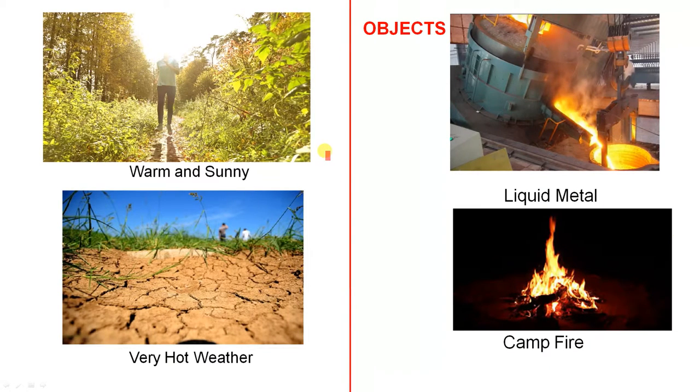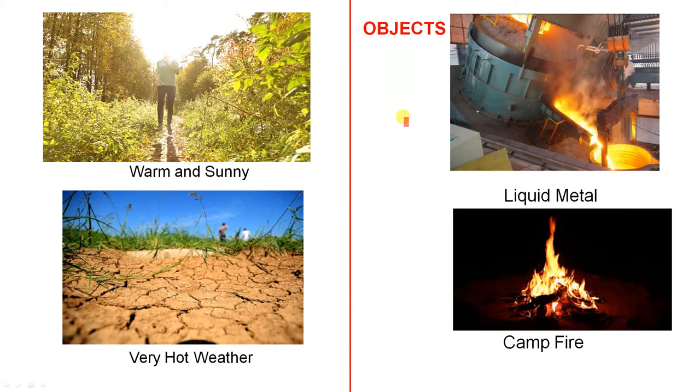Here we have a warm and sunny day. And here we can see that very, very hot weather. It's probably some sort of drought happening. Haven't had rain for a long time. The sky is fairly clear. You can see by the ground that it's very, very hot.